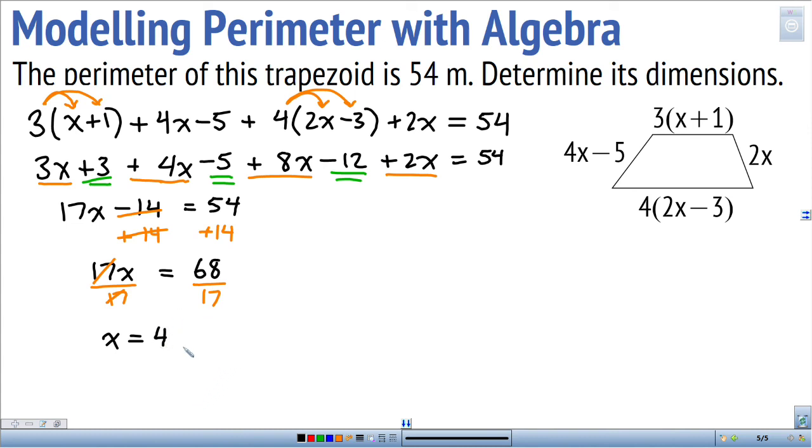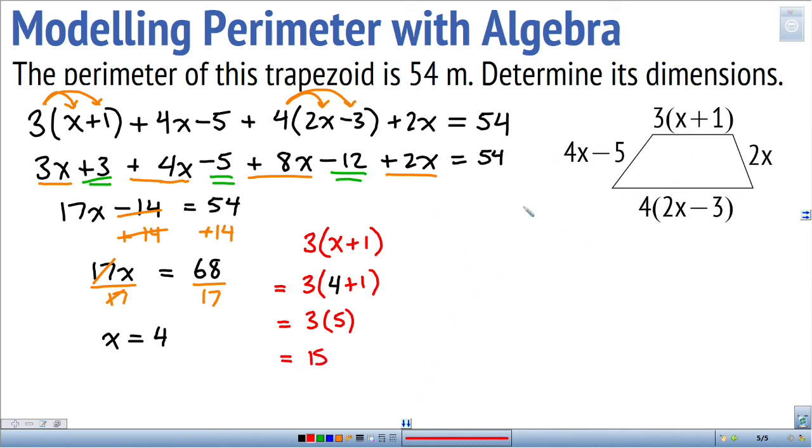All right, now that I know the value of x, I need to find out how long each side is. Let's look at the first side here. That's 3 times (x plus 1). I'm going to substitute that value of x with 4, so I'm going to write 4 plus 1. Inside the bracket, 4 plus 1 makes 5. So 3 times 5 is 15.